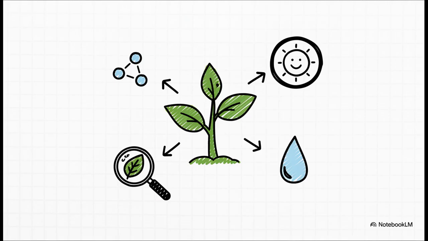So what are the ingredients that a plant needs for this recipe? There are 4 essential things, or raw materials. First, sunlight, which is the source of energy. Second, water, which the roots absorb from the soil. Third is carbon dioxide, which the leaves take from the air. And finally, the most important ingredient, chlorophyll. That's the green pigment inside the leaves that makes this whole process possible.